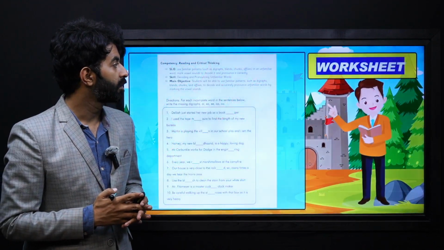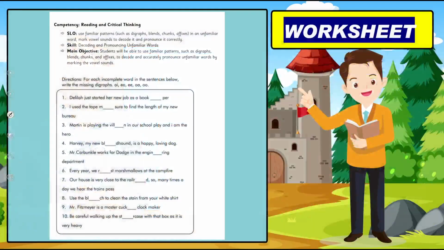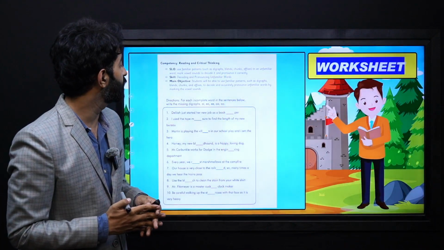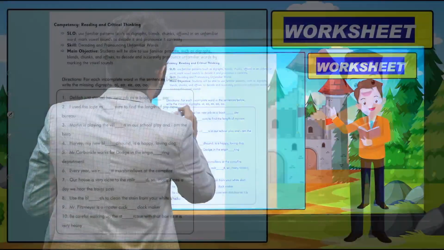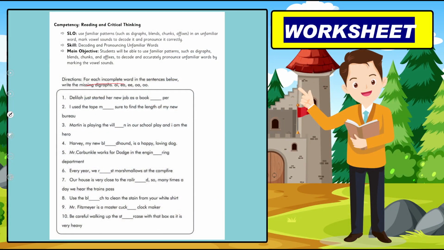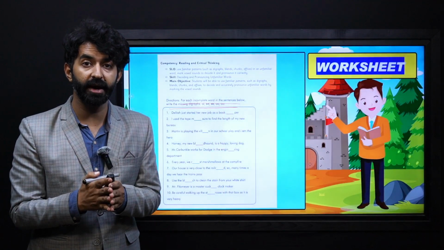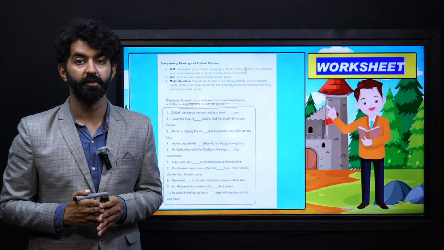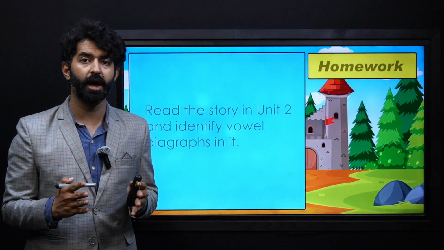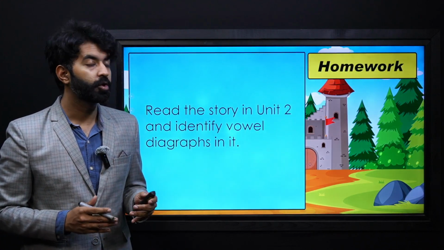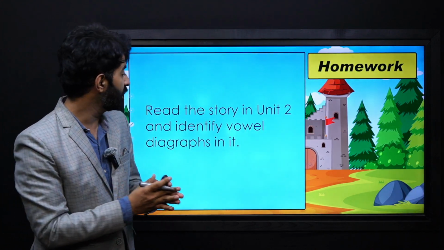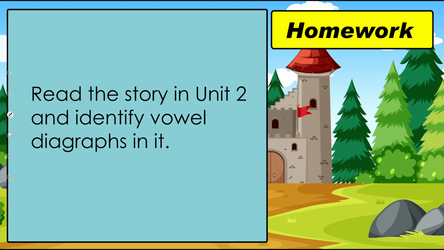Now, my curious learners, here is a worksheet for your understanding. You can solve it. For each incomplete word in the sentence below, write the missing digraphs. All the digraphs are given. You have to put the right digraph in the right blank. Now, for your homework, you have to read the lesson or read the story in your unit number 2 and identify vowel digraphs in it.